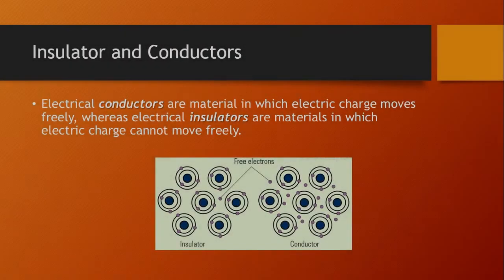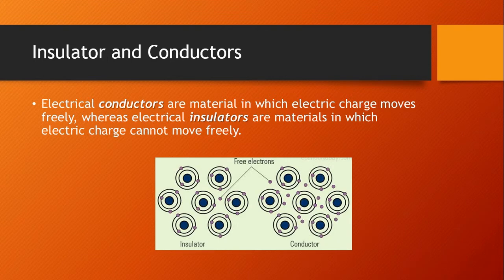It is convenient to classify substances in terms of their ability to conduct electric charge. Electrical conductors are materials in which electric charge moves freely, whereas electrical insulators are materials in which electric charge cannot move freely. Materials such as glass, rubber, and wood fall into the category of electrical insulators. When such materials are charged by rubbing, only the area rubbed becomes charged, and the charge is unable to move to other regions of the material. In contrast, materials such as copper, aluminum, and silver are good electrical conductors. When such materials are charged in some small region, the charge readily distributes itself over the entire surface of the material.